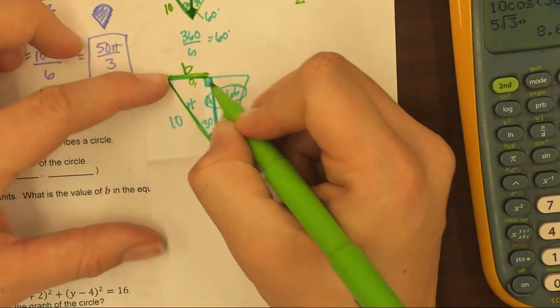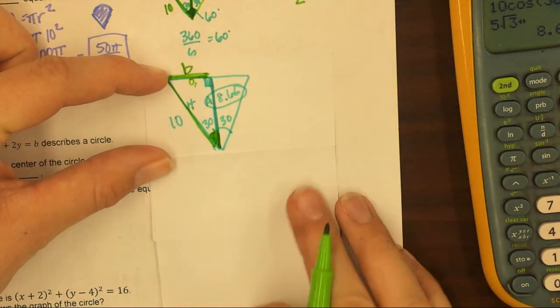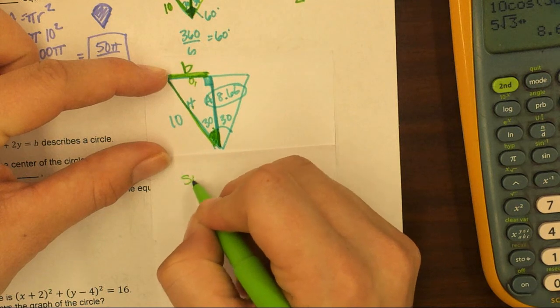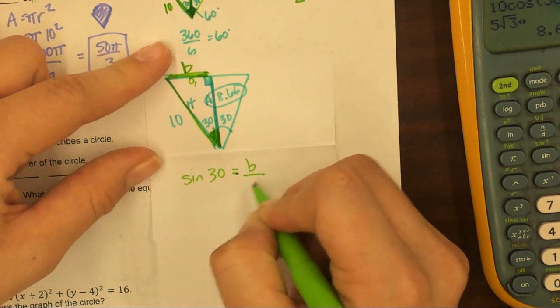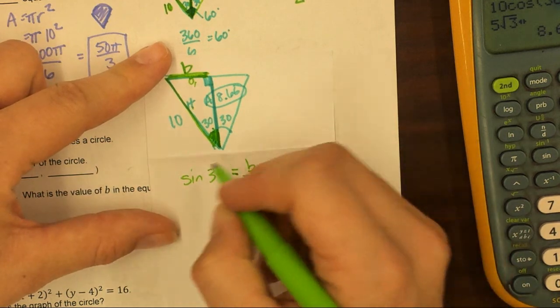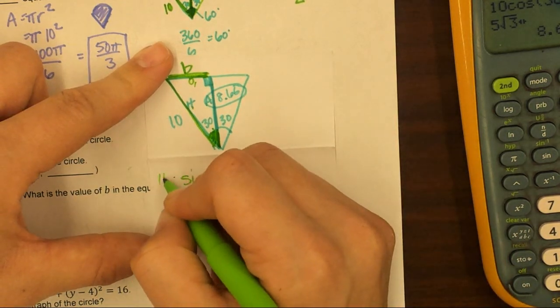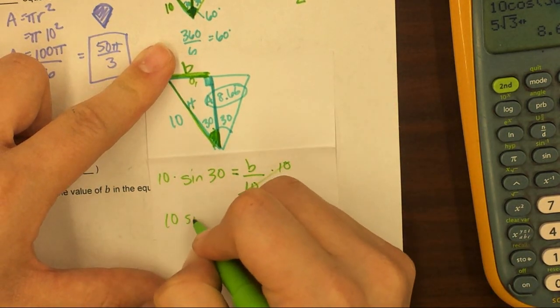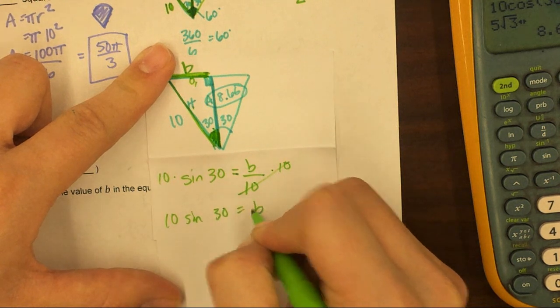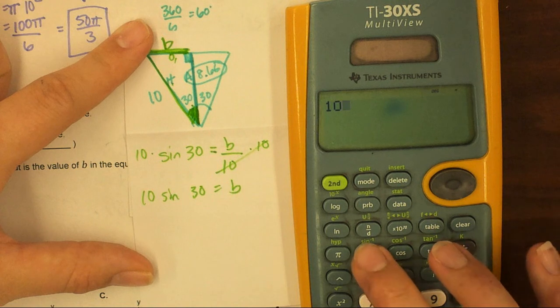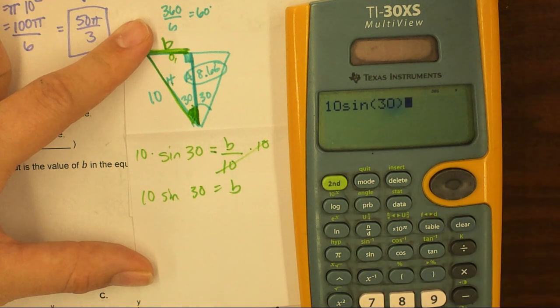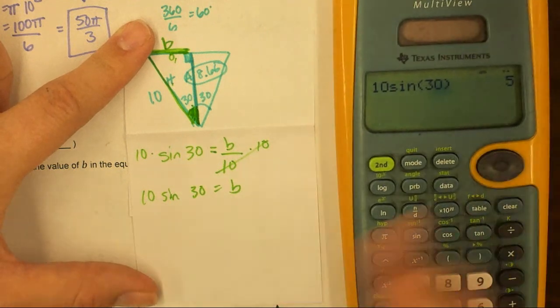So I want to find this side, O and H, that's sine. So sine of 30 is equal to my opposite, which is B, over my hypotenuse, which is 10. Let's solve. Times 10, times 10. Plug in my calculator: 10 sine 30 equals, oh, that's a pretty number. Awesome. 5.